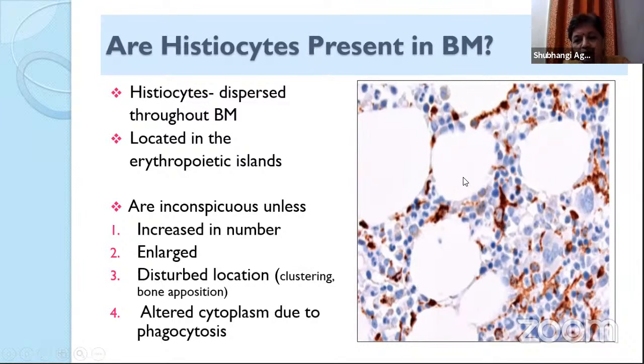This is a fatty marrow, and they are inconspicuous unless they are increased in number, they are enlarged in size, or they have disturbed location, meaning they are opposite the bony trabeculae or elsewhere, and their cytoplasm is altered due to phagocytosis. Under these four conditions, the histiocytes will be greatly visible to us, and then we can diagnose them as histiocytic disorders of the bone marrow.